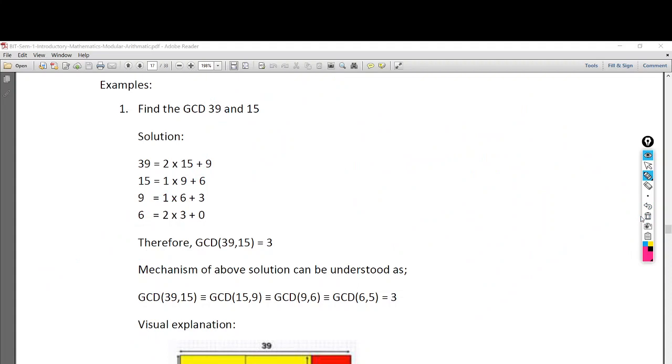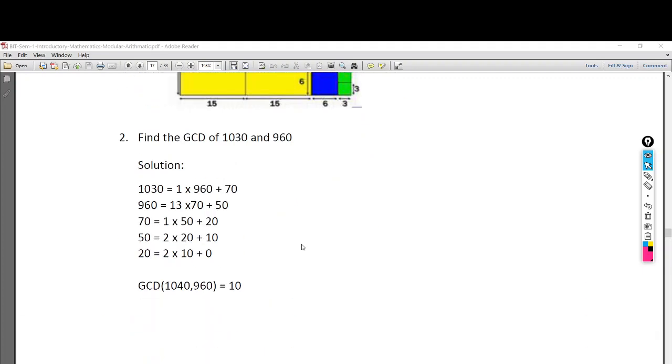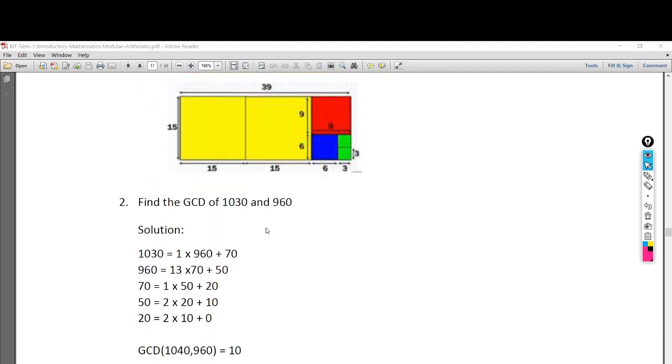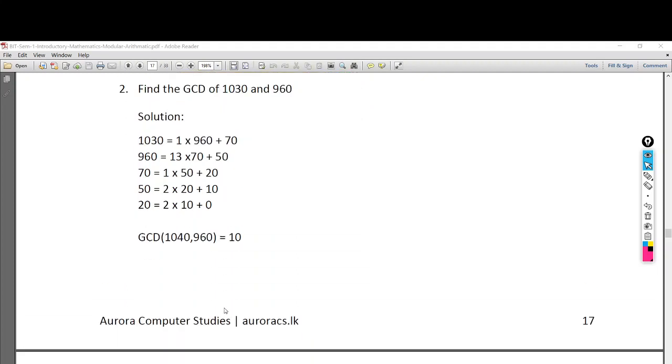Okay, right? So let's take one more example. I have given you a few more. Anyway, you have to find the GCDs when you are solving other things as well. So let's take another example. Find the GCD of 1030 and 960. Now you can see it's somewhat bigger. It's not easy to guess, because we never know if there is a bigger number than that which is going to be your GCD, right? So now let's do that.